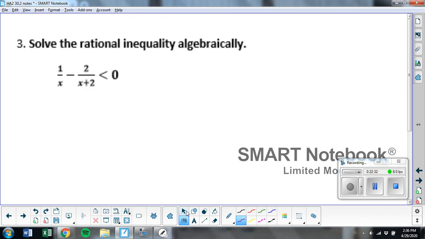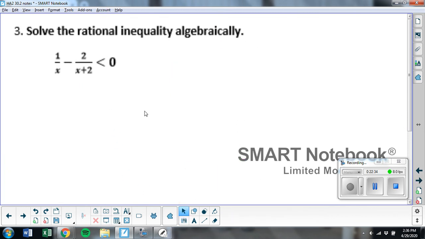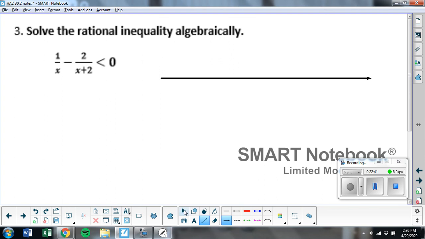All right, number 3, solve algebraically. So here we don't have a graph to look back at. We don't have all of our work done. But what we're going to do is the same thing we just got done doing. So we have a number line. The only numbers on our number line are going to be our vertical asymptotes and our x-intercepts. So those are what we need to find.